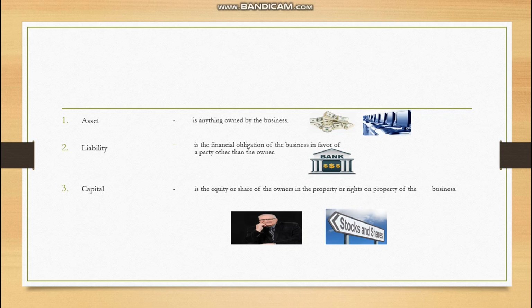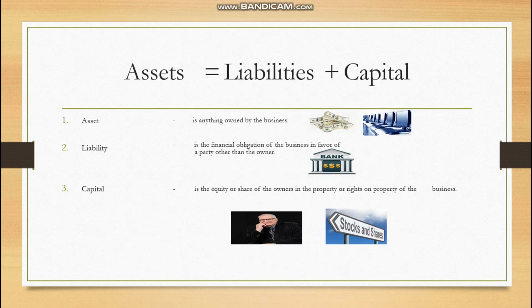Now that you understand these three, you are now prepared to understand the most basic accounting equation, which is assets is equal to liabilities plus capital. Assets is equal to liabilities plus capital. If you notice, there are two sides of the equation, the left side being the asset side and the right side of the equation, which refers to the liabilities and capital side. Take note of this accounting equation because it has a direct bearing on the theory of debit and credit.